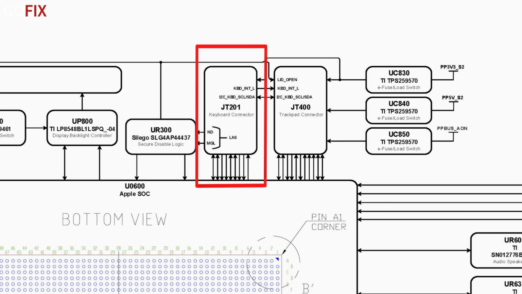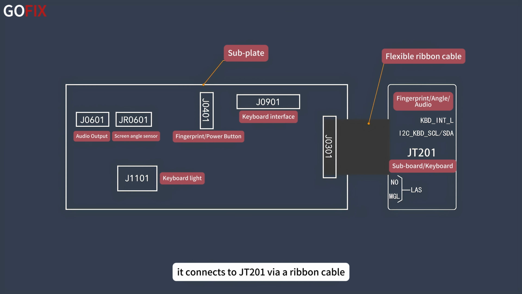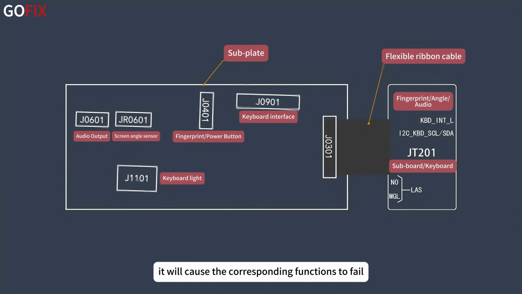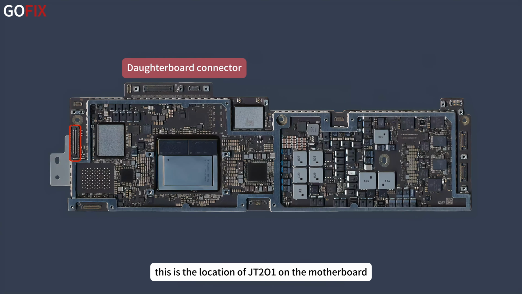JT201 is quite interesting. This is the daughter board. It connects to JT201 via a ribbon cable. This daughter board provides extended connections for the keyboard backlight, fingerprint button, screen, angle sensor, and the headphone jack. If there's a fault in the ribbon cable or related circuits, it will cause the corresponding functions to fail. This is the location of JT201 on the motherboard.